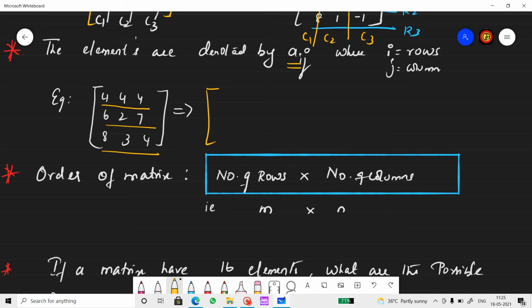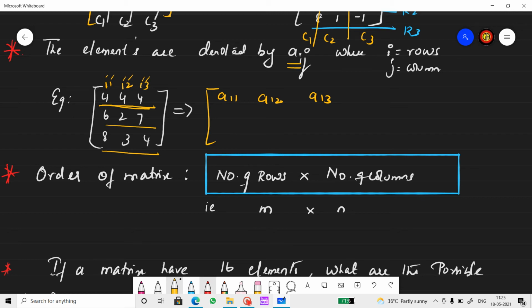So the first 4 is A11 because it's the first row, first column entry. The next one is A12 because it's first row, second column entry. Then it's A13 because it's the first row, third column entry. First row, first column, first row, second column, first row, third column.